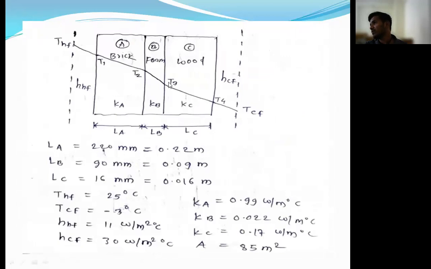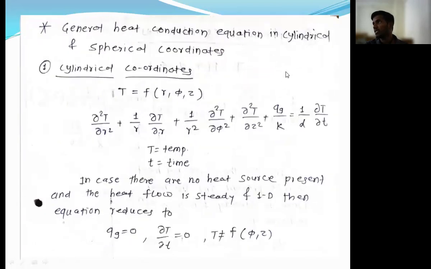Next, for this case we considered a heat transfer coefficient at both sides, meaning convection is there, and the three plates have conduction. So we have solved the problems related to conduction, that is plane wall and composite wall. Today we have to discuss the next system, that is the general heat conduction equation in cylindrical and spherical coordinates.